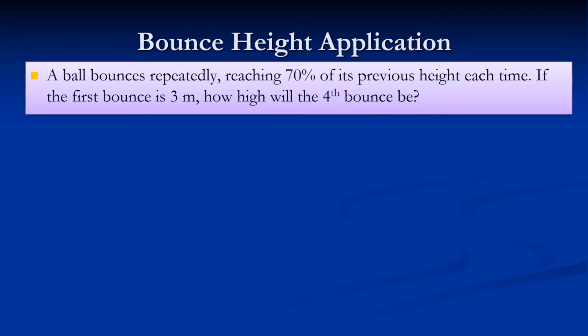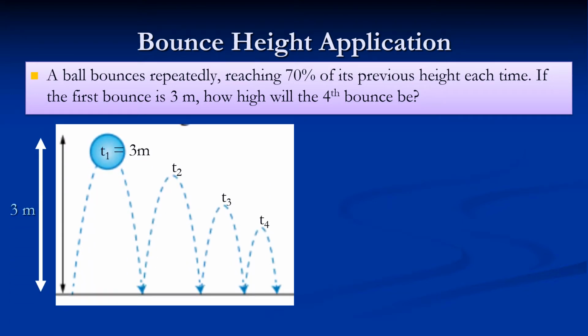So let's have a look at our first application. The first one is a bounce height application. For example, we have a ball that bounces repeatedly, reaching 70% of its previous height each time. Now if the first bounce is 3 meters, how high will the fourth bounce be? So let's visualize what we have. We've got a ball that bounces. First bounce, so term 1, is 3 meters. We don't know terms 2, 3 or 4 yet, but we know the height of term 1 is 3 meters.